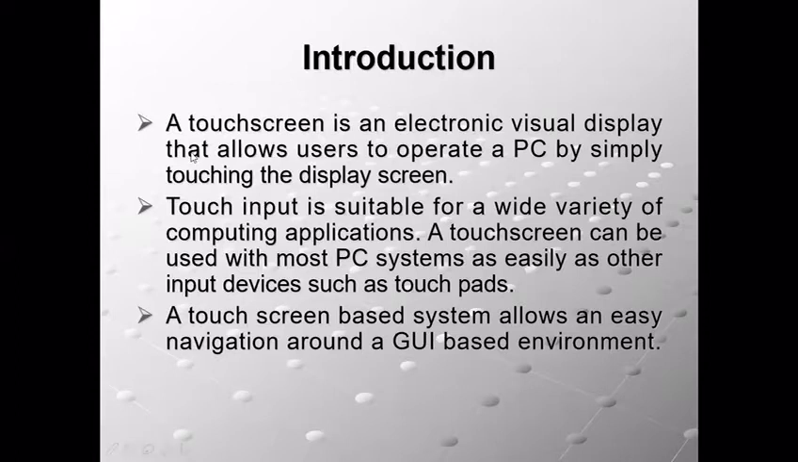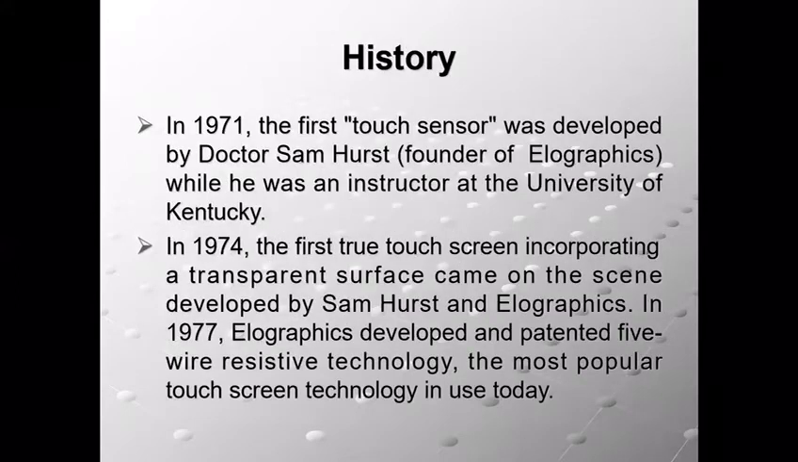Introduction. So what is touchscreen? A touchscreen is an electronic visual display that allows the user to operate a PC by simply touching the display screen. Touch input is suitable for a wide variety of computing applications. A touchscreen can be used with most PC systems as easily as other input devices, such as a touchpad. A touchscreen-based system allows easy navigation around a GUI-based environment.